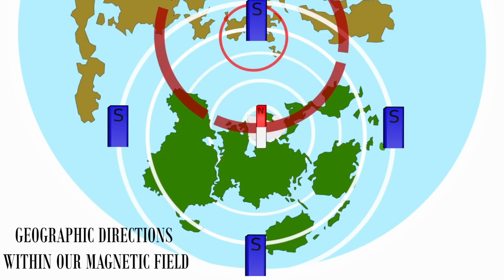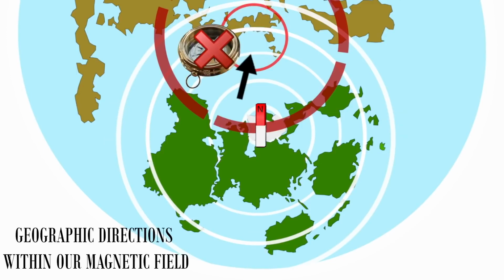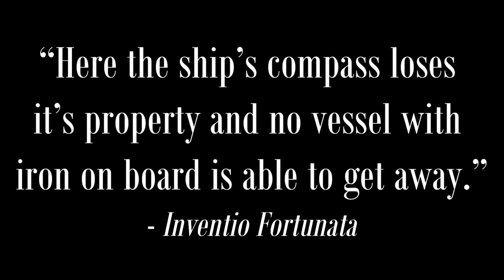If the center is made of iron, then at some point it would supersede the southern magnetic pole of our magnetic field. If by chance you were lucky to head in the direction of true north, then the compass would most likely fail altogether due to the iron core. As the mysterious text, the Inventio Fortunata, states, "here the ship's compass loses its property, and no vessel with iron on board is able to get away."